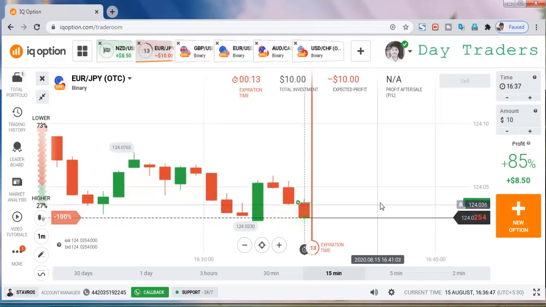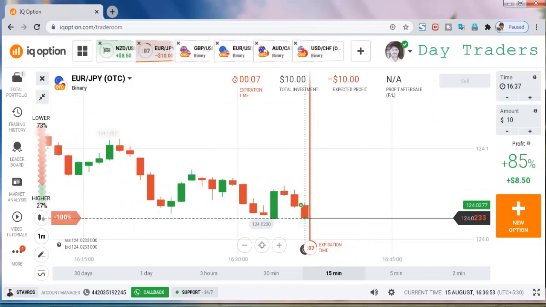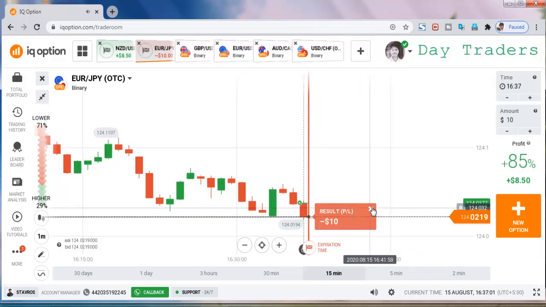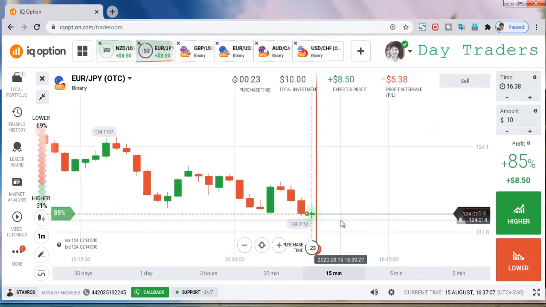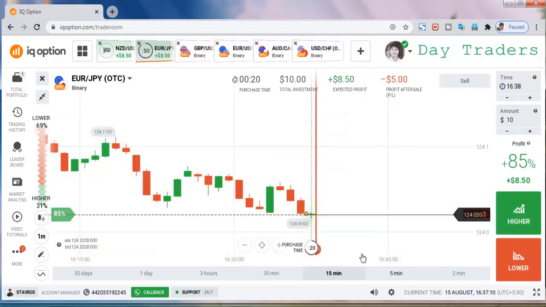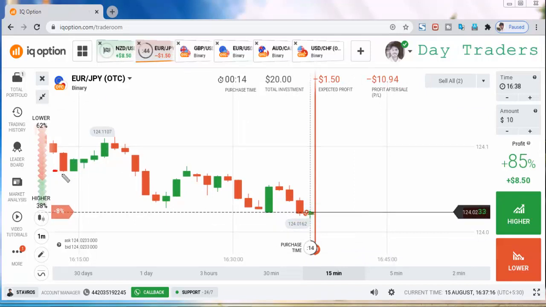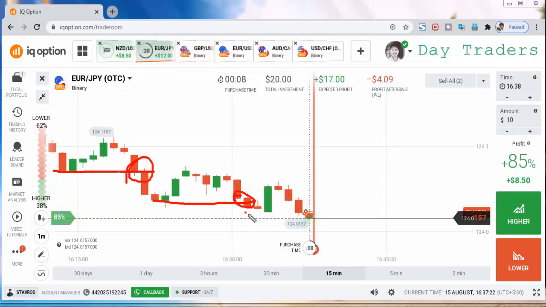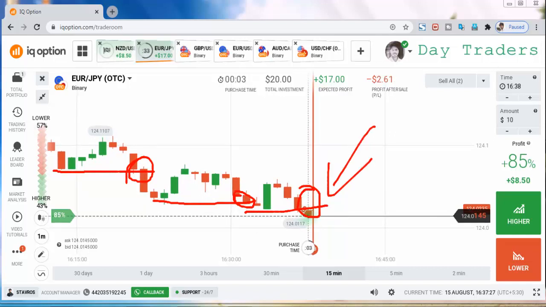Okay, there is no buyer's entry. Okay, I will place a lower option. And one more trade also. You can see this buyer's area does not respect the level. This buyer's area also does not respect the level. That's the reason I will place a lower option.